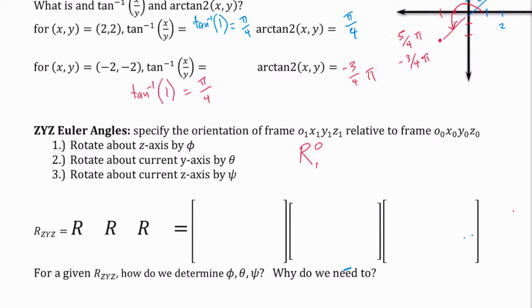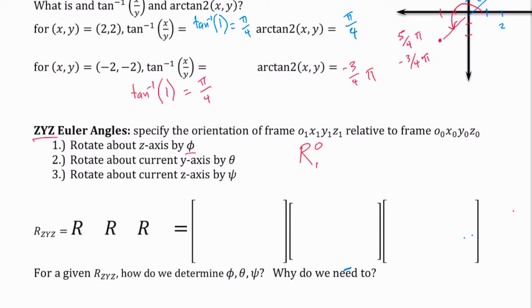And the first way we're going to look at is something called the ZYZ Euler angles. This is a series of rotations where first we rotate around the z-axis by phi, and then the current y-axis by theta, and then the current z-axis by psi. Since these are the current, these are going to be post-multiplied.